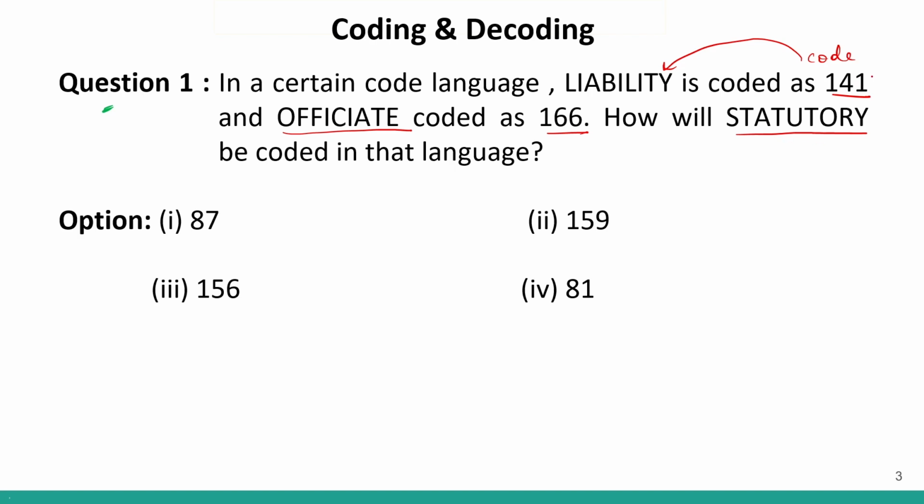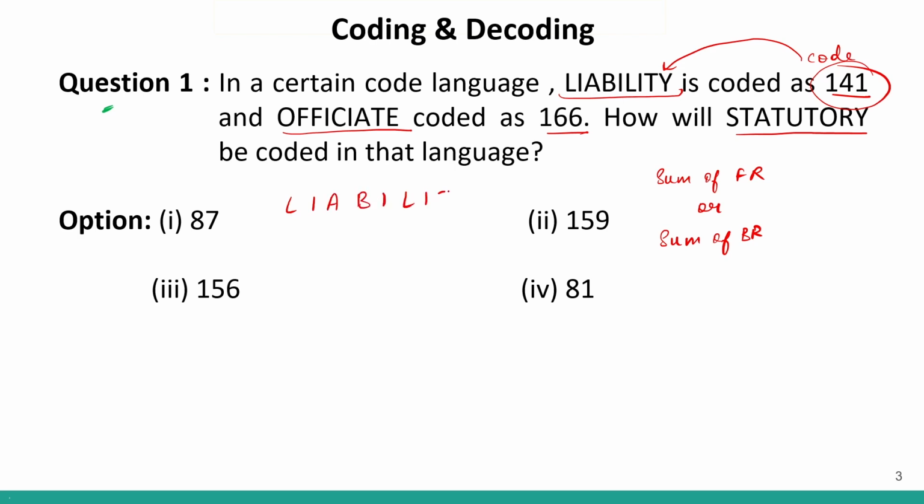Now, when you look at a number, a word is being coded in a number. So we assume that maybe it is a sum of forward rank, or it could also be the sum of backward rank. These are the two approaches. Let us check for liability with forward rank.